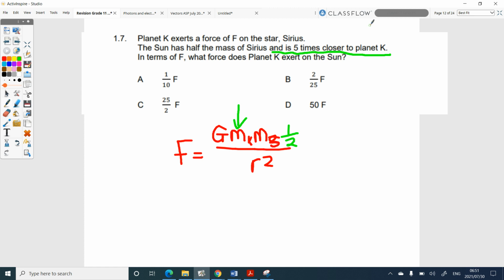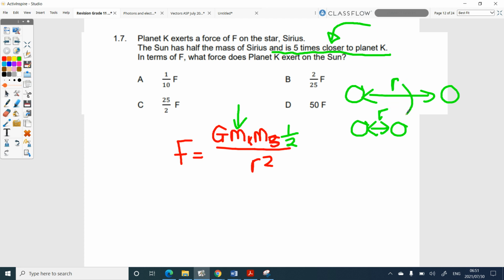See, this is exactly what half the people did. Don't you divide it by 5 then? Yes, because if it's closer, look at this way, and if it was like this, and now you're saying it's 5 times closer, it's now like this. So what happened to the distance from there to there? It's become smaller. So you can't say that because you're reading 5 times, you just go 5. It's 5 times closer. So that means R is actually getting smaller.